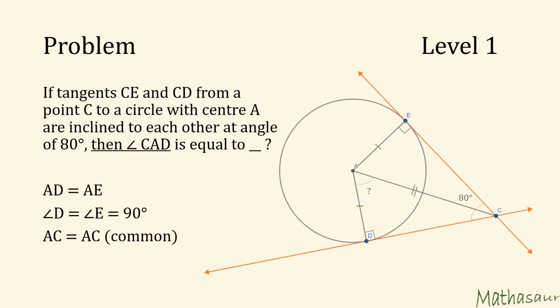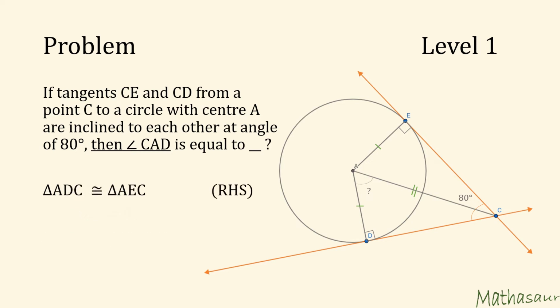And the segment AC is common to both the triangles. We just stumbled upon two congruent triangles. We see the triangle ADC is congruent to triangle AEC due to the RHS property of congruency: right angle, hypotenuse and side. So the angle measuring 80 degrees is getting bisected. Let us label both the smaller angles as 40 degrees.